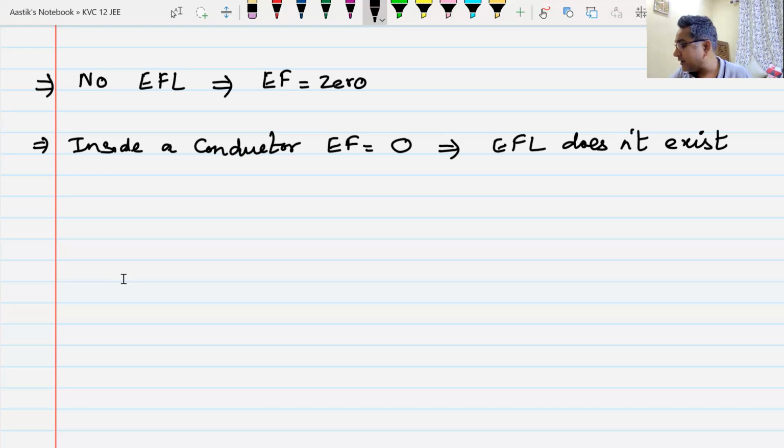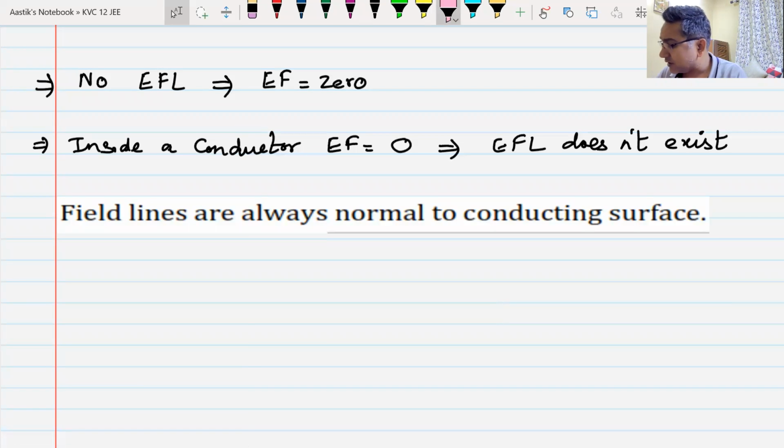When electric field lines hit a conductor, they are always either entering normally on the conductor, or emerging out normally from the conductor. And there has been a question asked in JEE specifically on this. So please be very careful about what we are talking about here.